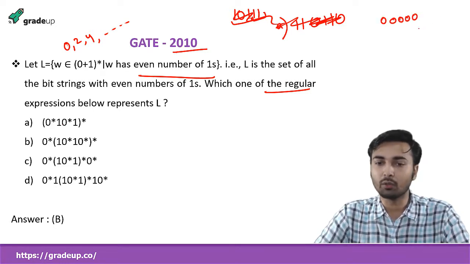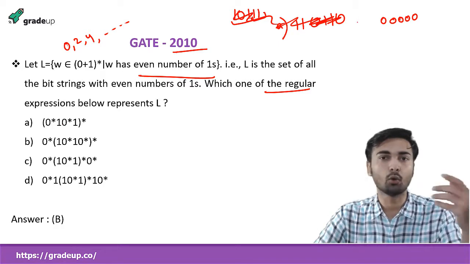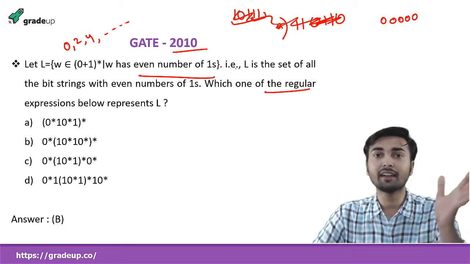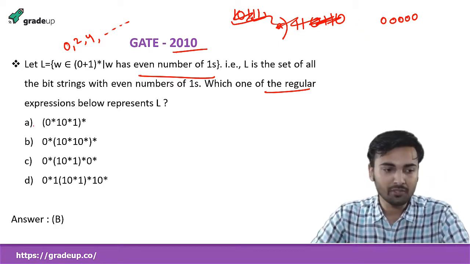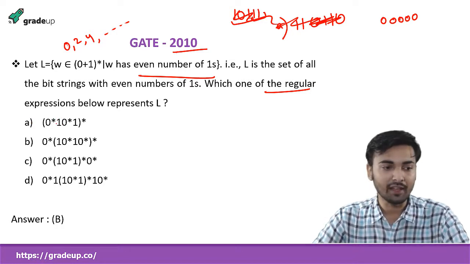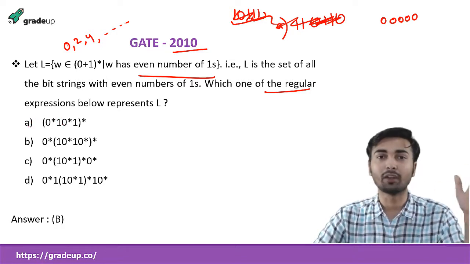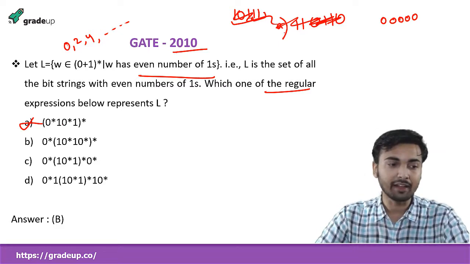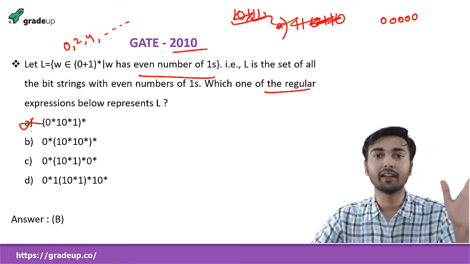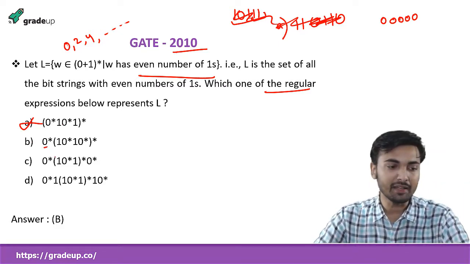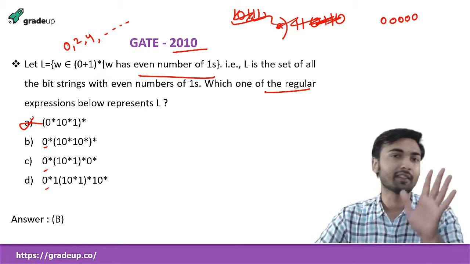The string contains only zeros. It doesn't contain any one. But option A will not accept only zeros, so that's why it is incorrect. But now see options B, C and D. They are accepting only zeros. So option A is eliminated by this time.